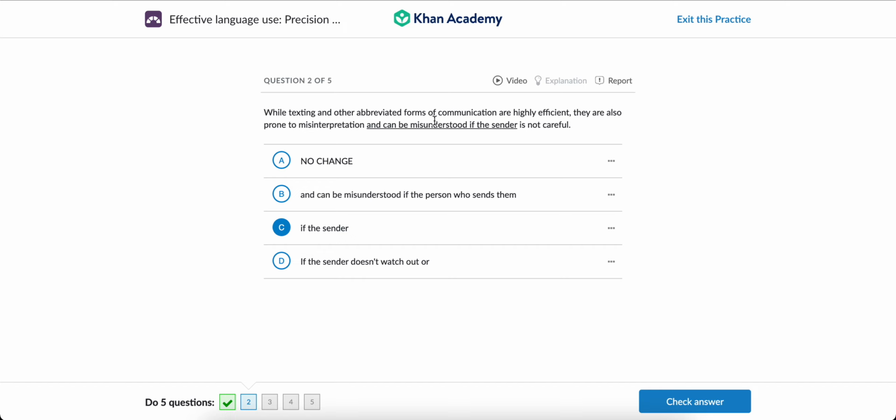You do not need two of the same words, two synonyms. So if you think about it, they're also prone to misinterpretation and can be misunderstood. Like, one or the other. So it's obviously not no change, and you don't need to mention misunderstood. Lastly, the last answer choice is definitely wrong because "watch out" kind of sounds informal and also provides the same meaning as misinterpretation. So "if the sender is" is probably the correct answer.